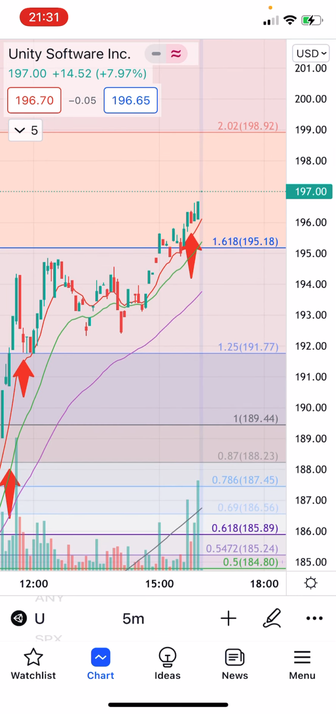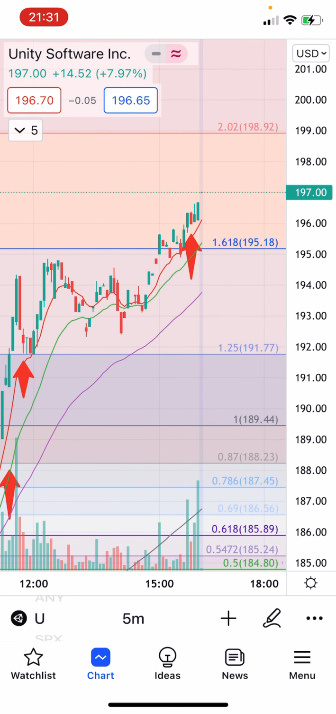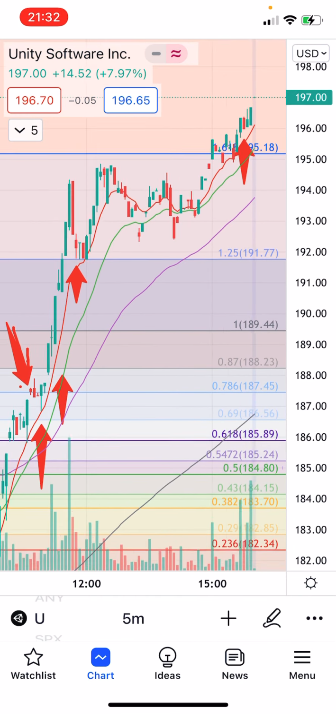That's how you would technically play this: move it up once you see that you have some significant volume and it breaks above a new Fibonacci level.